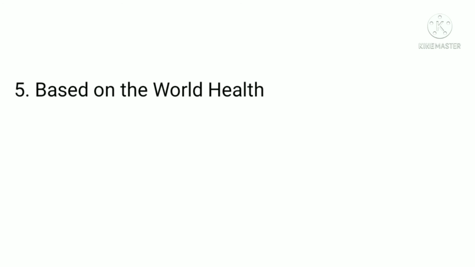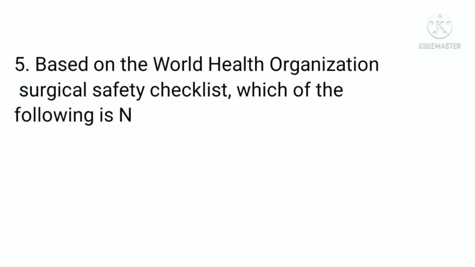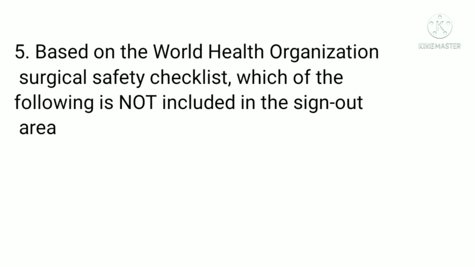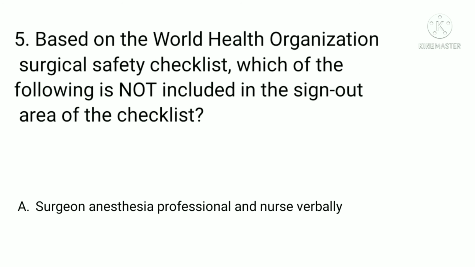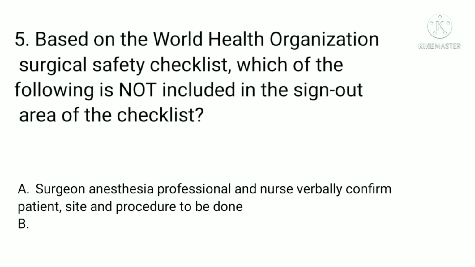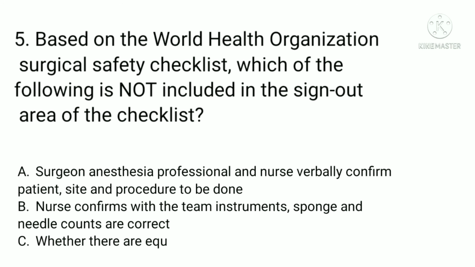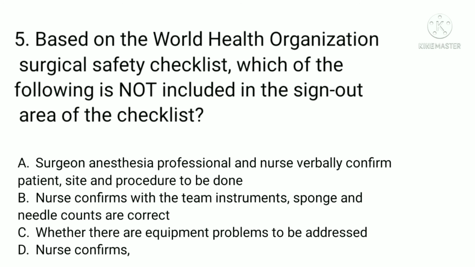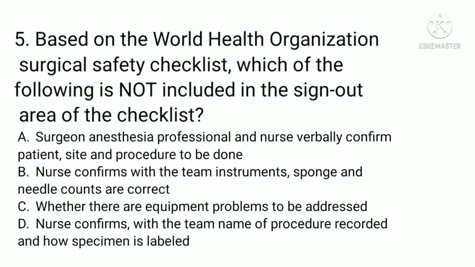Then next, for question number 5, based on the World Health Organization surgical safety checklist, which of the following is not included in the sign-out area of the checklist? A, surgeon and anesthesia professional and nurse verbally confirm the patient, the site, and the procedure to be done. B, nurse confirms with the team the instruments, sponge, and needle counts are correct. Or C, whether there are equipment problems to be addressed. Or letter D, nurse confirms with the team the name of the procedure recorded and how specimen is labeled.